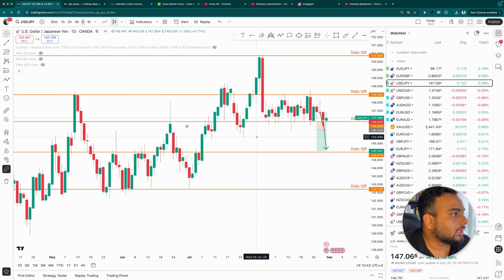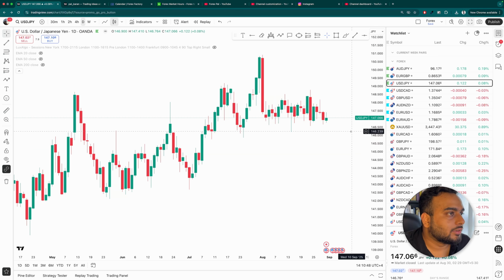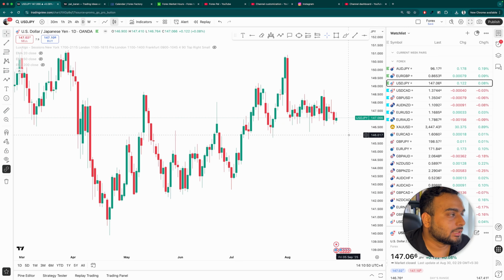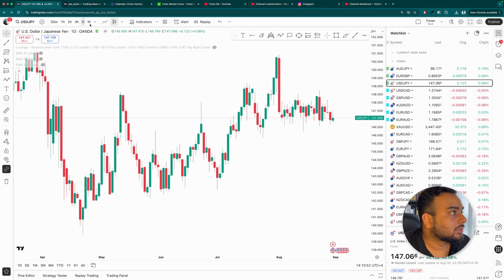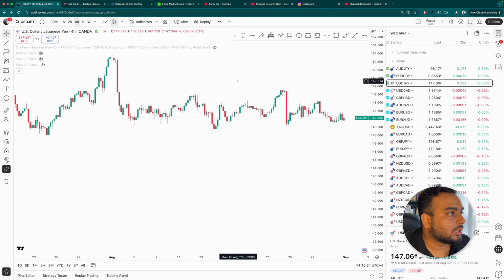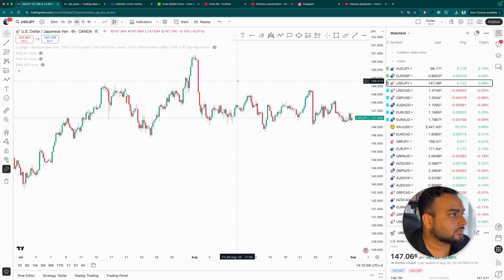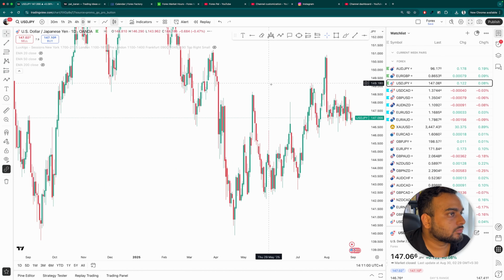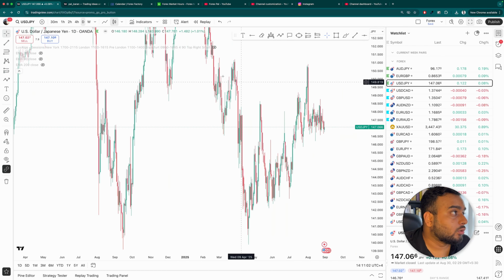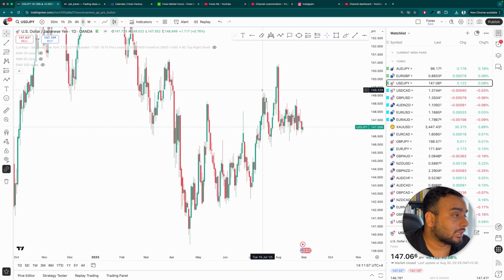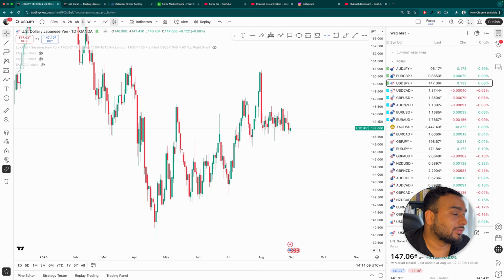USD JPY. So this was my last week's prediction. It did none of it. Even here, the price is not moving. It's very static. On the 4 hour, the price is ranging. Nothing. I think there are going to be huge breakouts, but I would rather trade in a market which is moving faster compared to ranging markets.